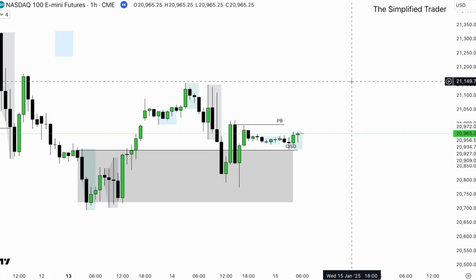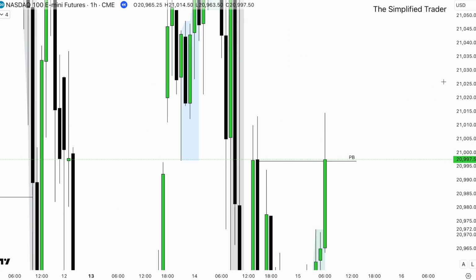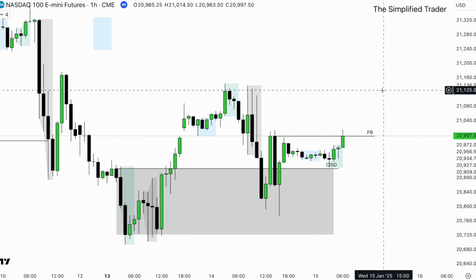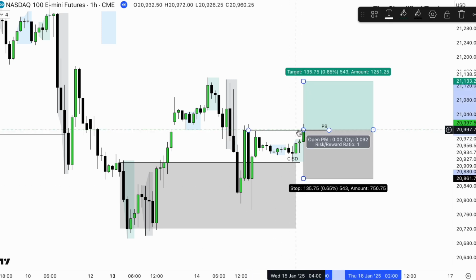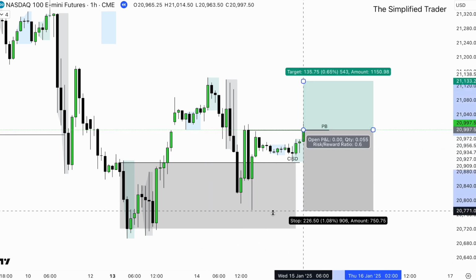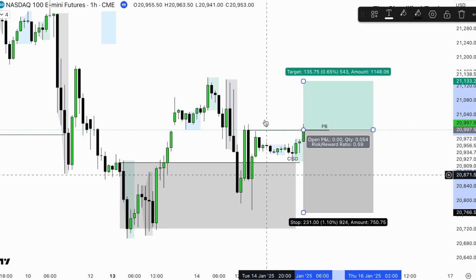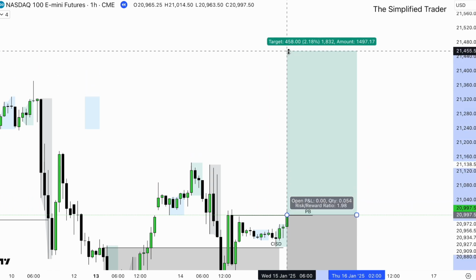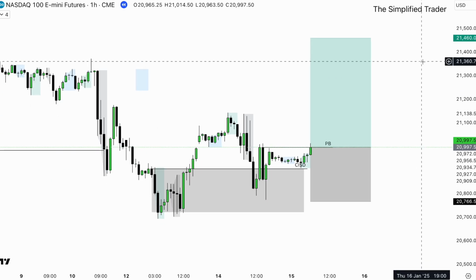Taking it candle for candle, dragging this along. Do we close above? Yes, we do close above. And so our propulsion block has just been formed. So again, now you can take your entry because we have formed the propulsion block. Stop loss goes below the low of the propulsion block, and our initial targets are 2R. Let's see how this plays out.